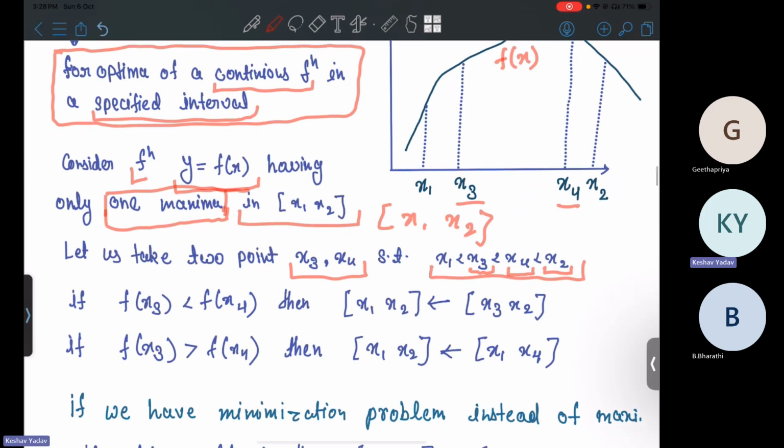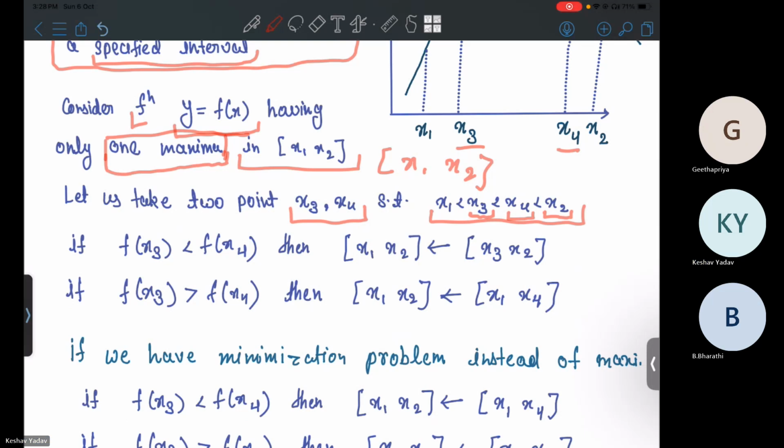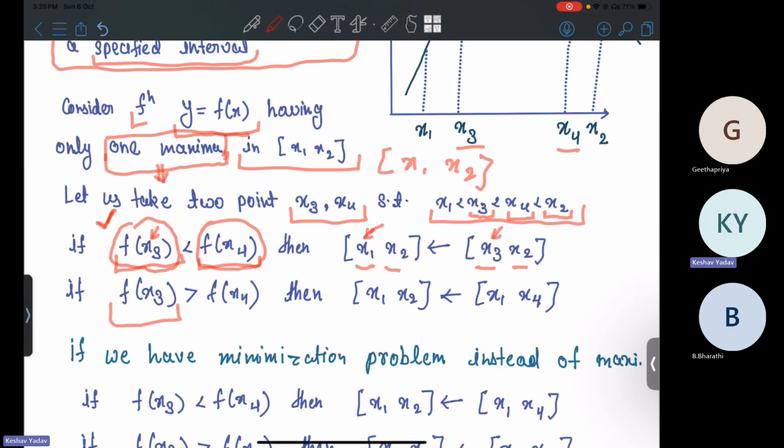Now we will check f of x3 and f of x4. If f of x3 is less than f of x4, we will replace our interval x1, x2 with x3, x2. Since we are solving a maximization problem, the point where the value is lower will replace my interval. Here x3 gives a lower function value compared to x4, so we will replace x1 with x3. Similarly, if f of x3 is greater than f of x4, then x4 will replace x2.